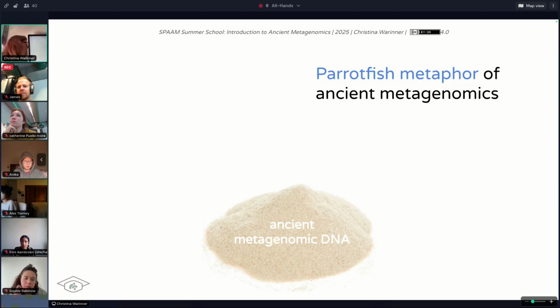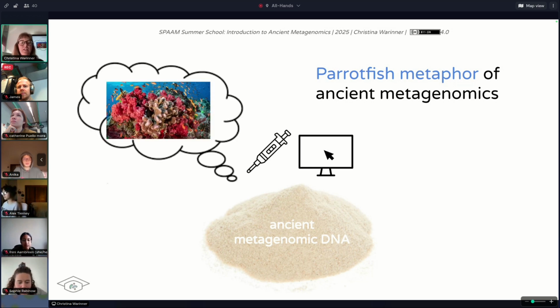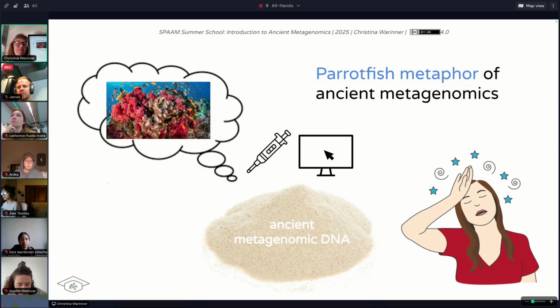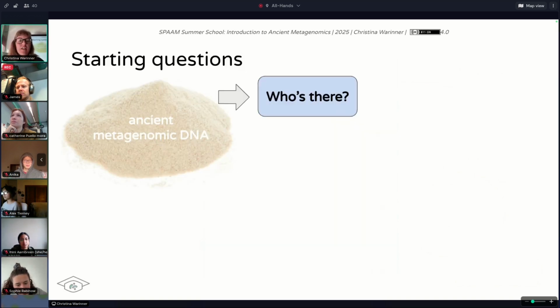So here is our ancient metagenomic DNA, this pile of white sand. And we're going to use a number of techniques, both in the wet lab and computationally, to try to reimagine that original beautiful coral ecology. But all we have to work with is this pile here. So there are a lot of challenges that we're going to face. Now, at this point, you might be thinking, oh my God, I'm out, I'm so done, I'm not even going to start. But don't worry, there are a lot of tools that can help you. We can definitely do this together. All right, so the first question you're going to want to ask from your ancient metagenomic DNA is, who's there?